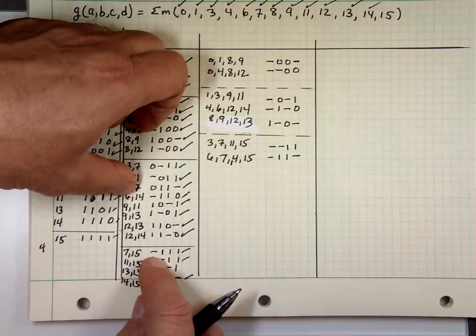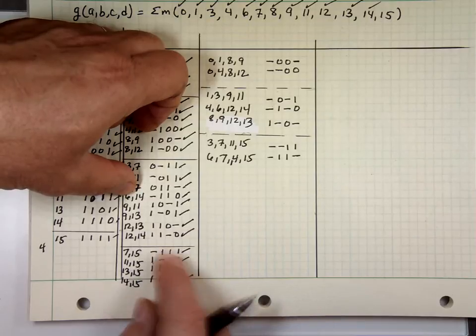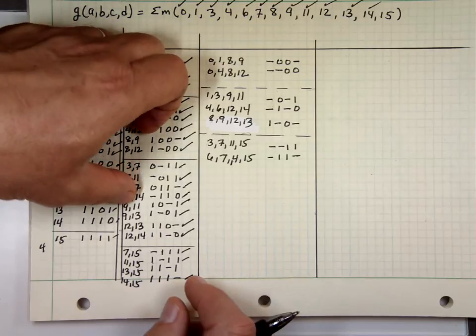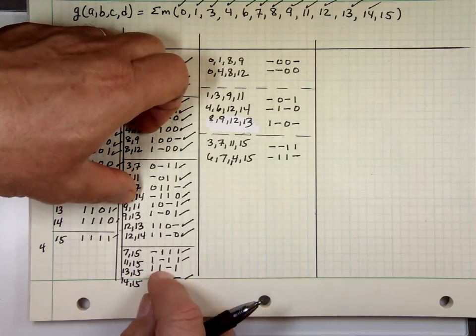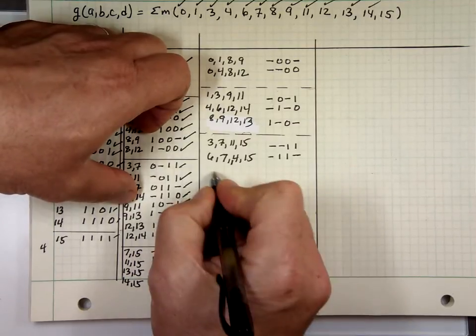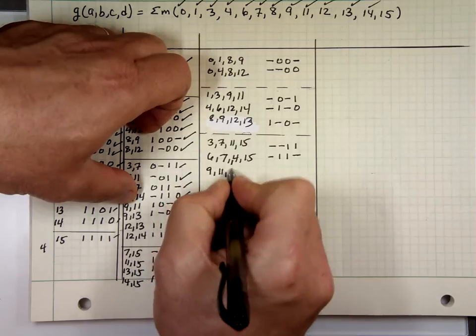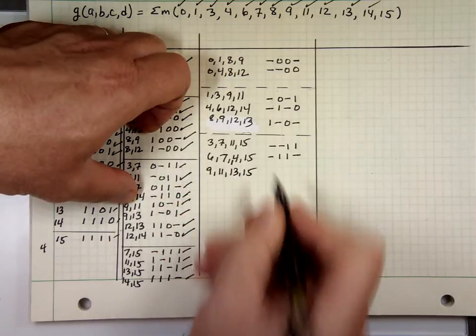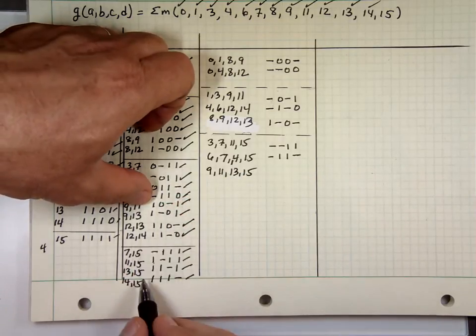We have it. We have check marks already. 9, 11. And 13, 15, right? 9, 11, 13, 15. That's what? 9, 11, 13. 1, dash, dash, 1.